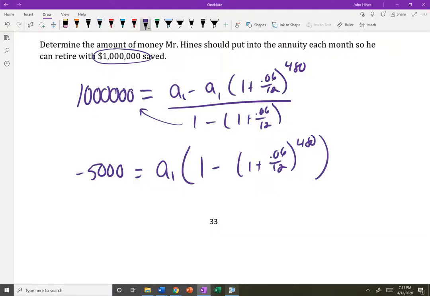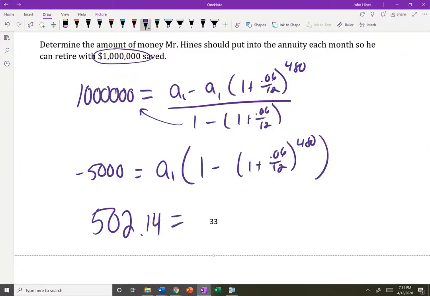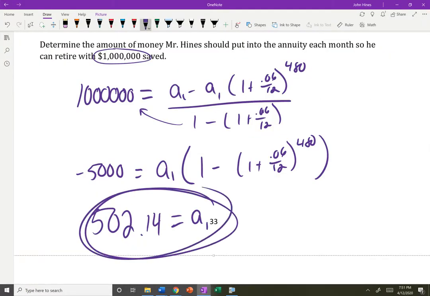I would need to put away $502.14 each month. That's how much money I would need to put away each month to be a millionaire when I retire under these scenarios.